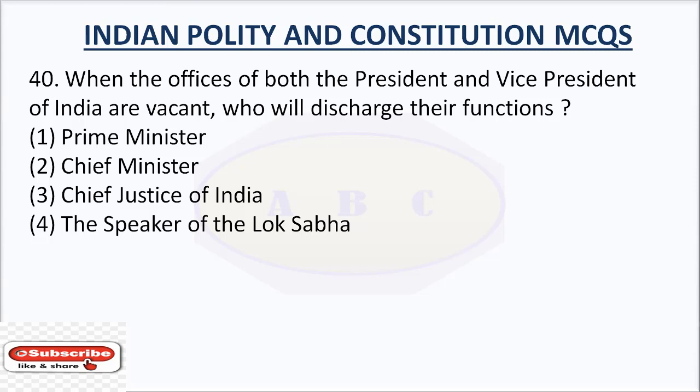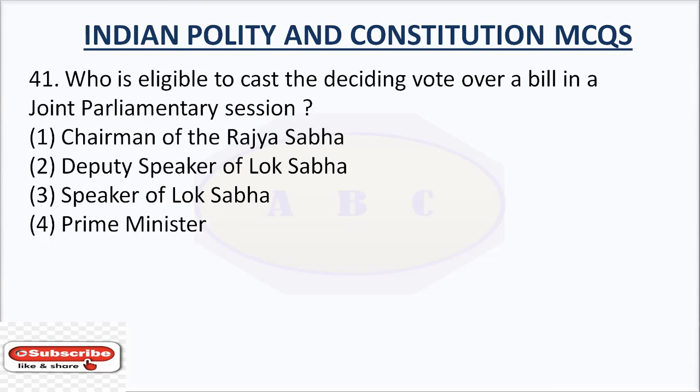Question number 40. When the offices of both the President and Vice President of India are vacant, who will discharge their functions? Option number 1, Prime Minister. Option number 2, Chief Minister. Option number 3, Chief Justice of India. Option number 4, Speaker of Lok Sabha. The right answer is Chief Justice of India.